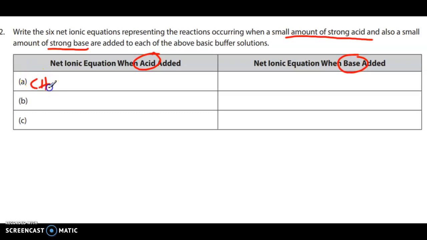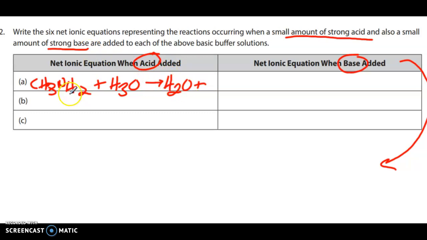We have CH3NH2 plus hydronium. I'm getting a little squished in here, so I'm going to use this whole row for just this first one, and I'm going to do the bases section down here. So we're adding in hydronium, and what ends up happening is we're going to have water plus our conjugate acid. Remember, our spectator ion is not included in that.